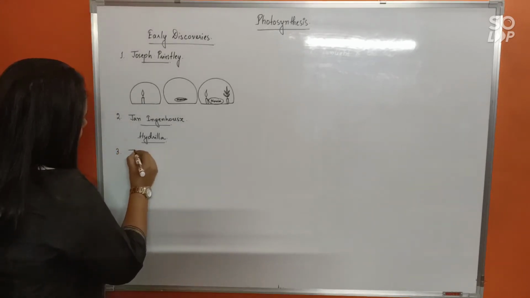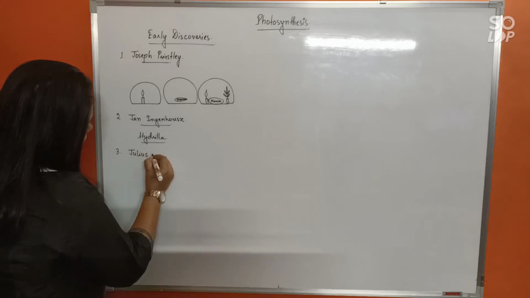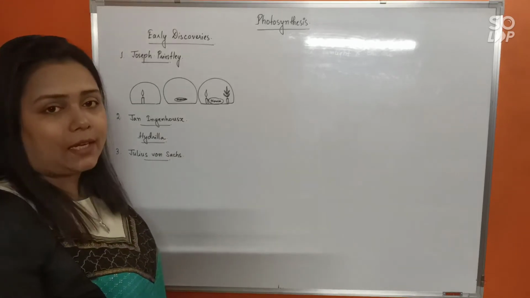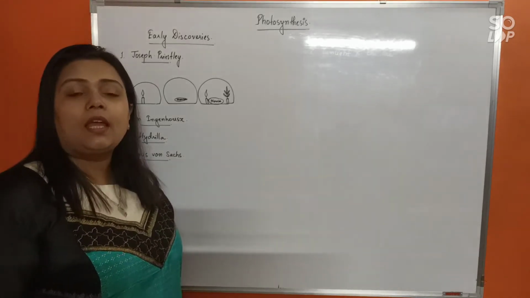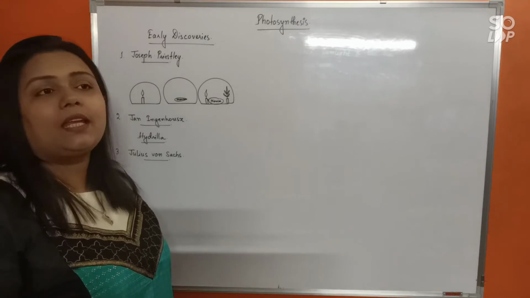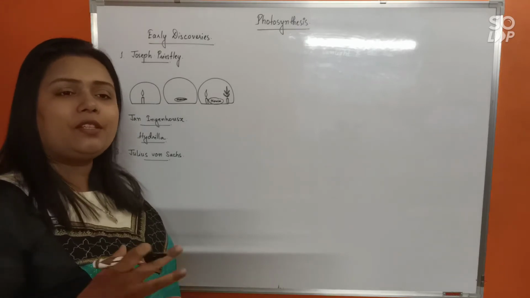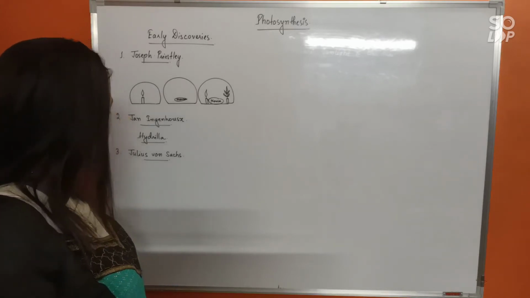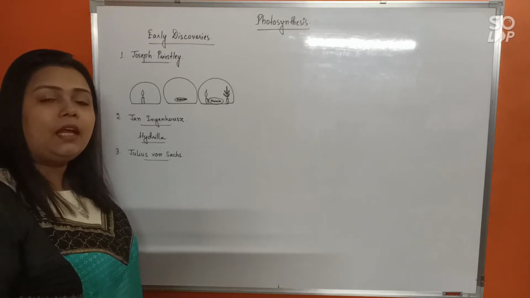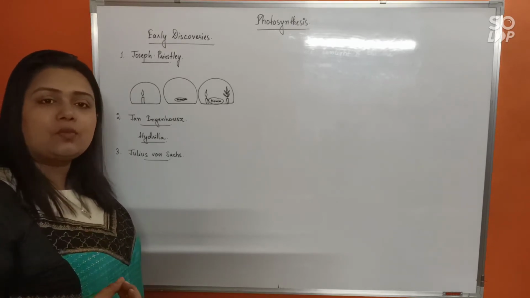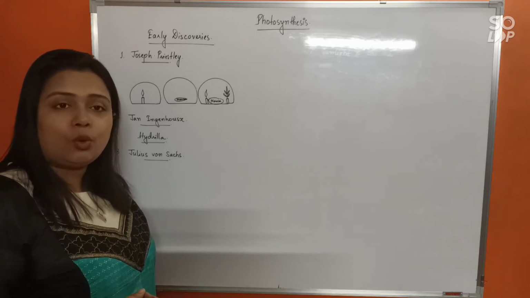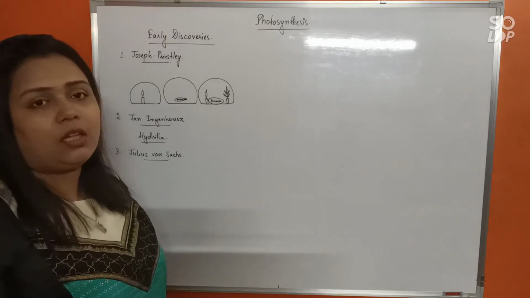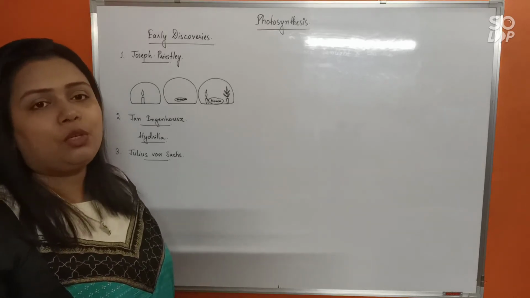Next, Julius von Sachs. Julius von Sachs is a German botanist, and he has given various contributions in the field of botany. What he suggested regarding photosynthesis is that in the photosynthesis process, the product is going to be glucose, which is stored in the form of starch, which is a very important piece of information that was proposed by Julius von Sachs.